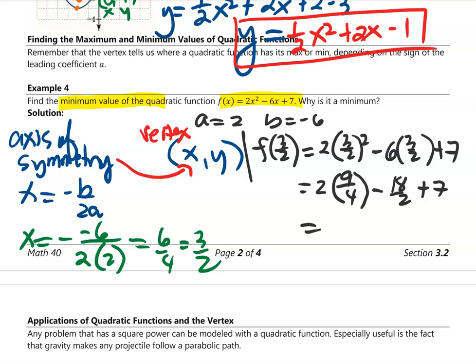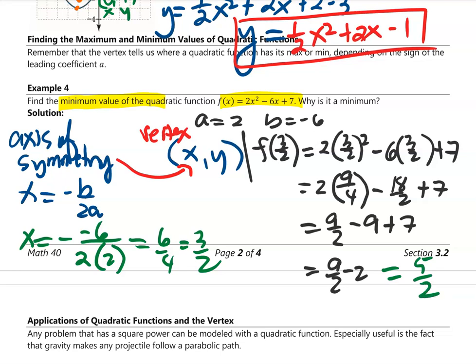2/4 is 1/2, so this is 9 halves. 18 over 2 is 9, negative 9 plus 7. It is 9 halves minus 2. And 9 halves minus 2, 2 times 2 is 4, 9 minus 4 is 5 halves.